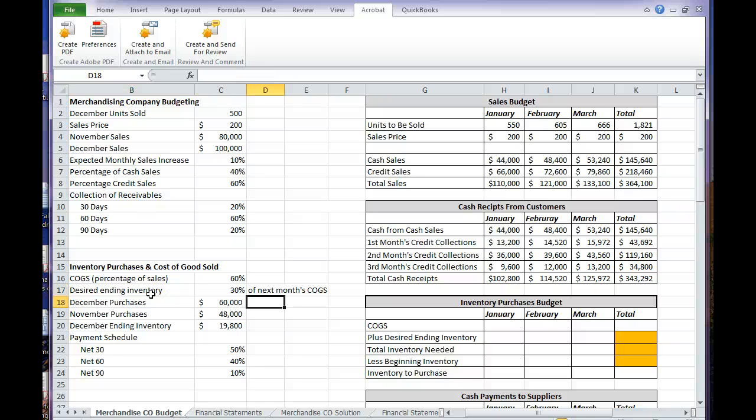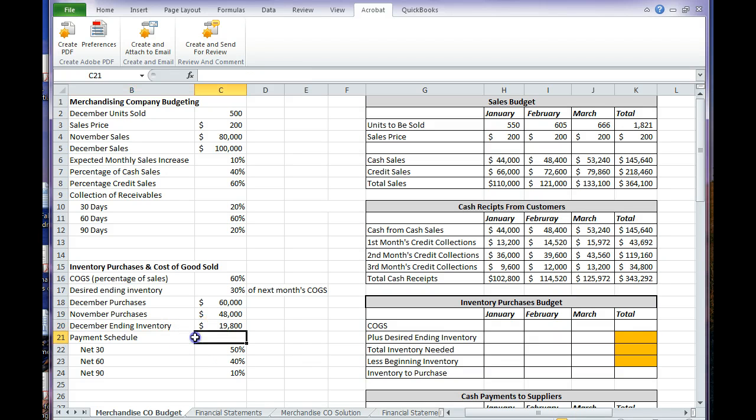All right, remember we're doing January, February, March. These are December purchases of $60,000. We have November purchases of $48,000. We'll probably need these, I'm thinking. December ending inventory of $19,800.